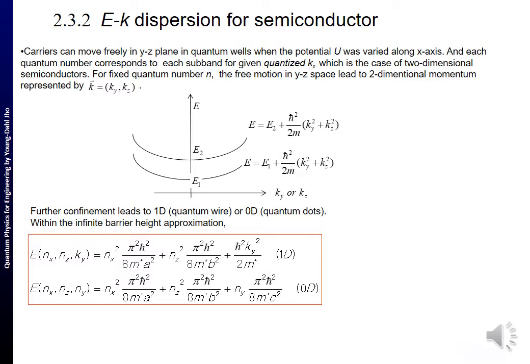E-k dispersion for semiconductor. This is a rather realistic case. In here, carriers can move freely in the yz plane. Now we consider additional yz plane movement in quantum wells when the potential U was buried along the x-axis, and each quantum number corresponds to each subband for given quantized kx. Those are actually important terms for real application.